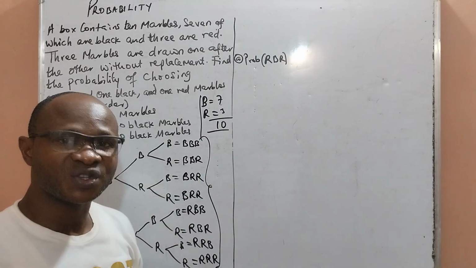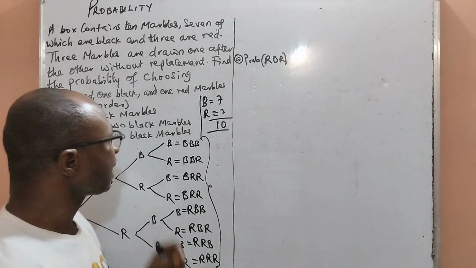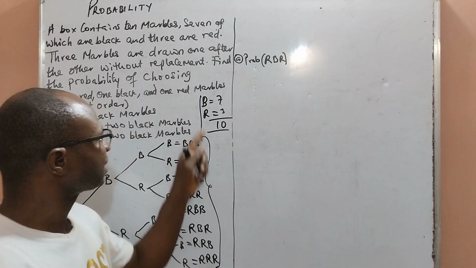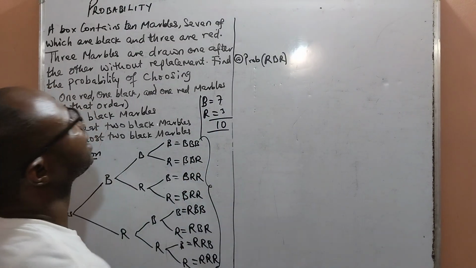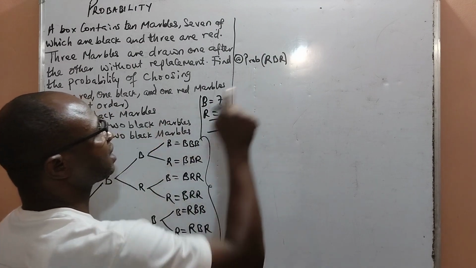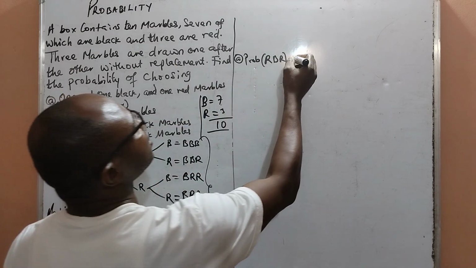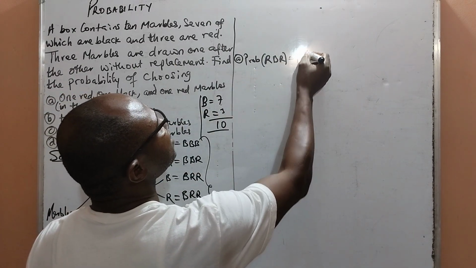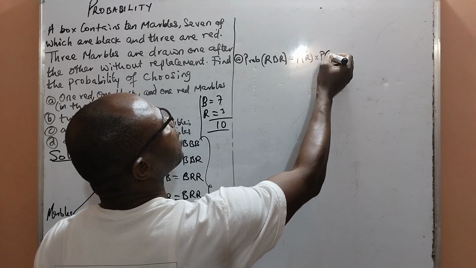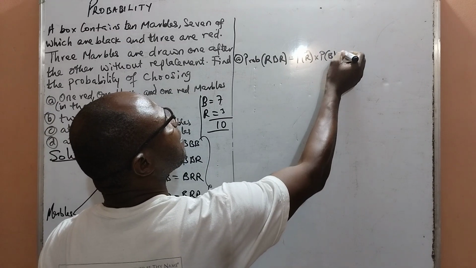The number of balls in the bag is 10. Black is 7 and red is 3. Therefore, the probability of picking the first one red, the second one black, and the third one red is equal to the probability that the first one is red, multiplied by the probability of the second one black, multiplied by the probability of the third one red.